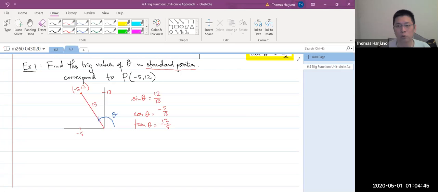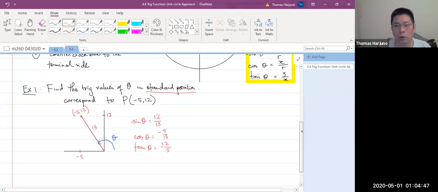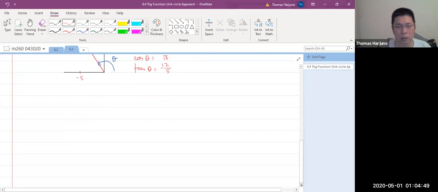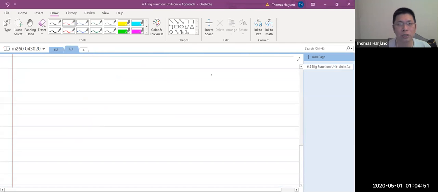But our focus will actually go to what we call the unit circle. Unit circle. Let me say it again. We will approach this using the unit circle, and all of a sudden, we have a much better definition for the sine, cosine, tangent thingy.